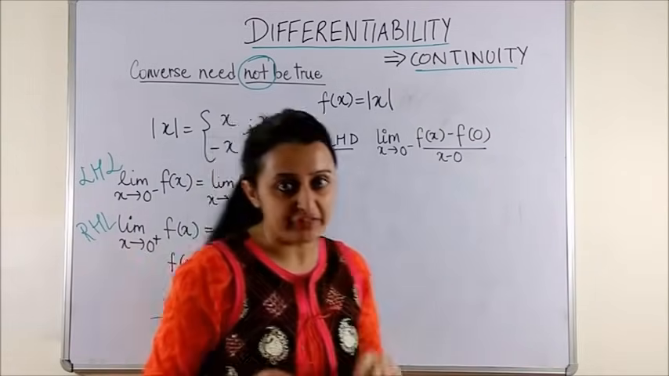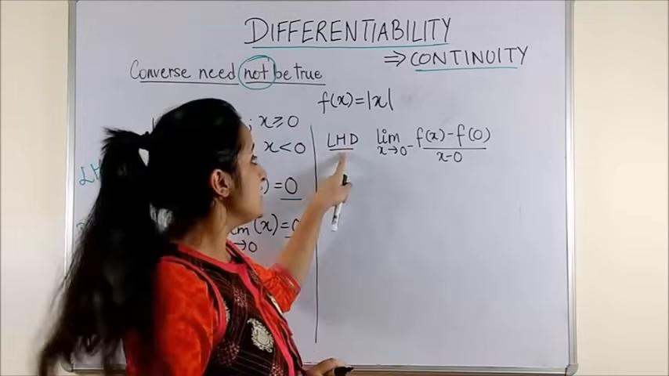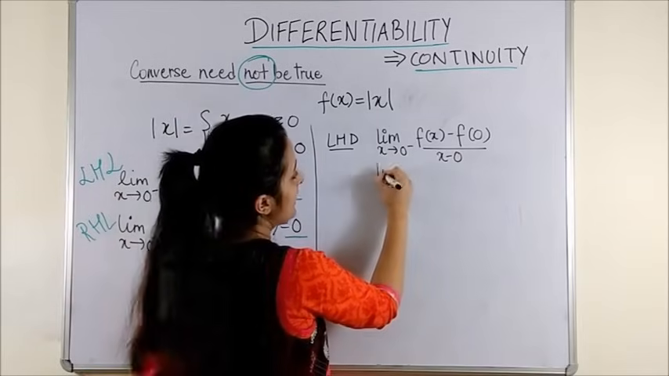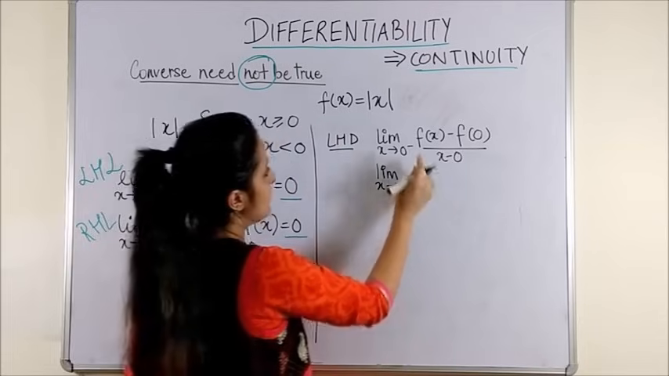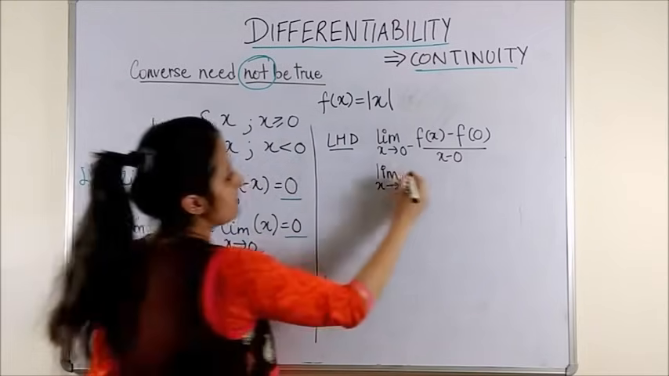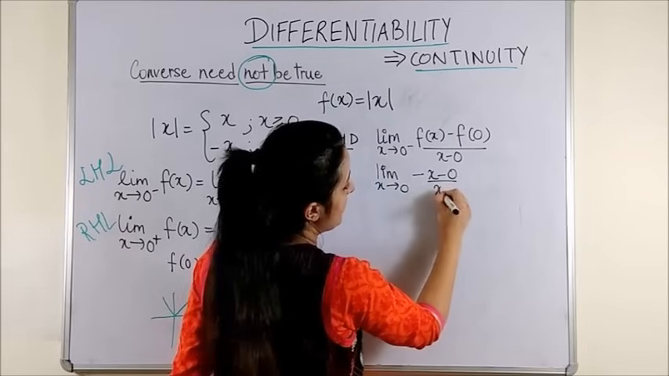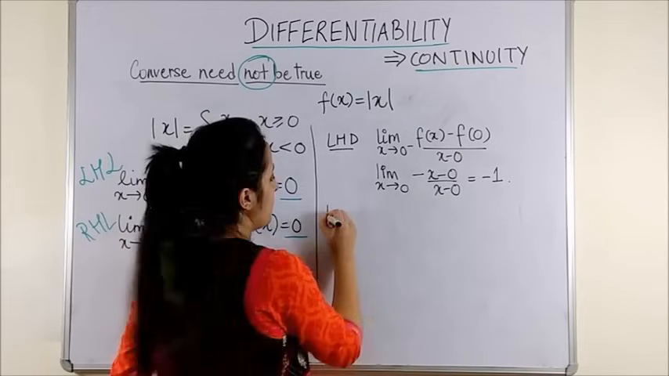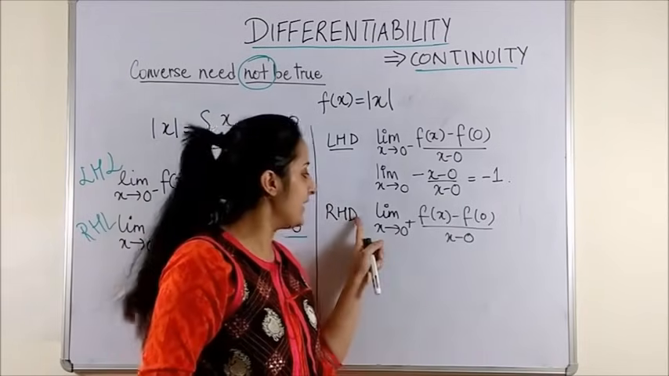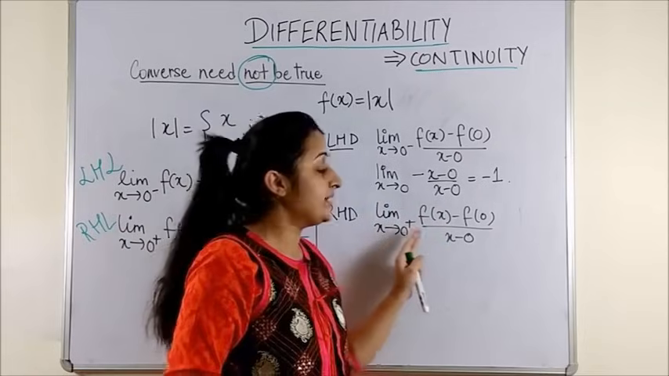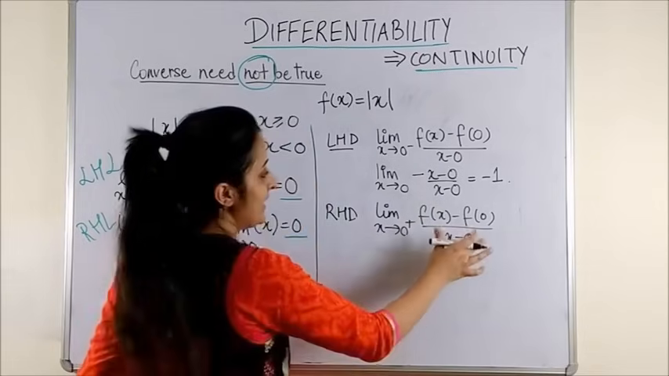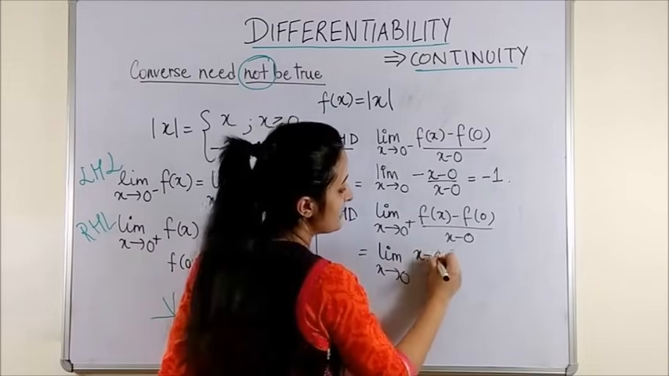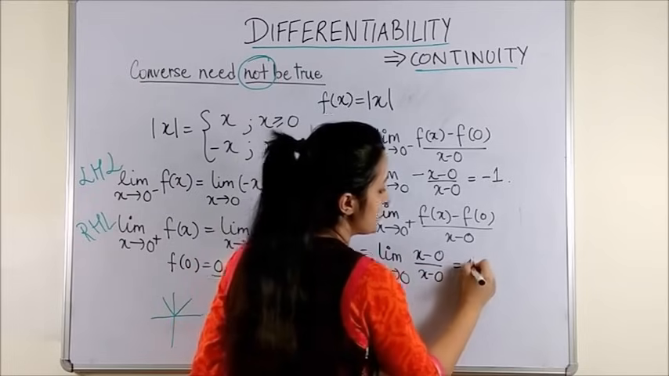Now, talking of the differentiability at the same point, we start with the left-hand derivative, which is given by this definition. Let's substitute the values. So, f(x) will be minus x minus 0 upon x minus 0. We end up getting the answer as minus 1. Now talking of the right hand derivative, we take limit x tending to 0 from the positive side, and once again you substitute for the values, you get x minus 0 upon x minus 0, which is 1.